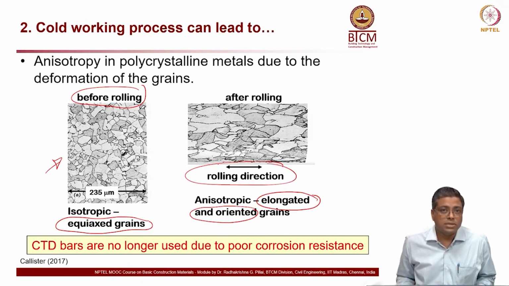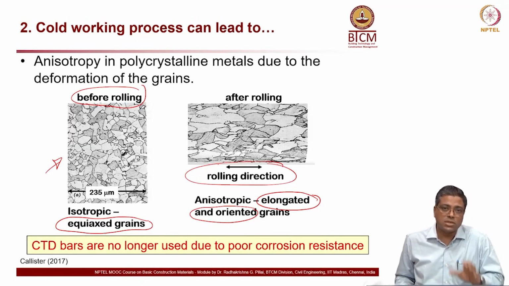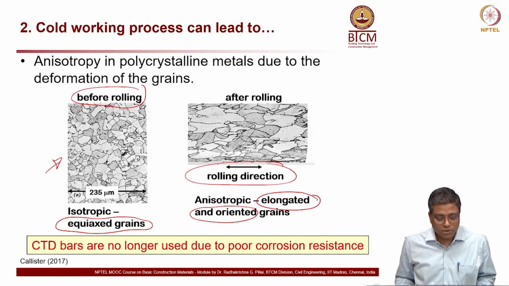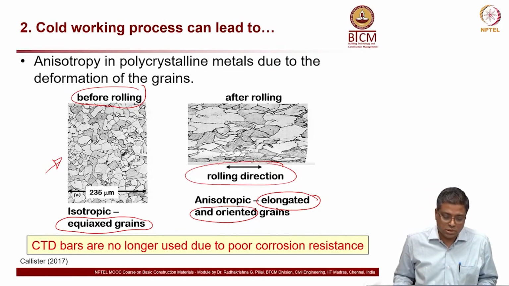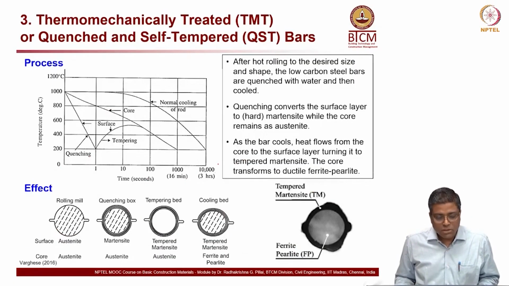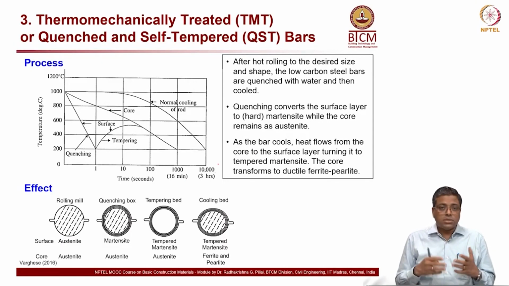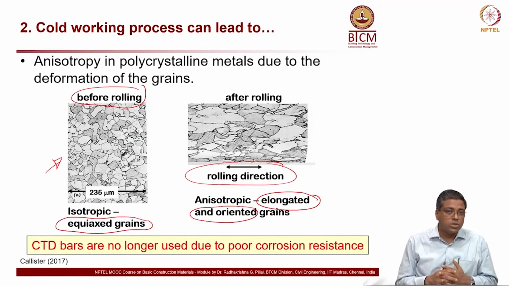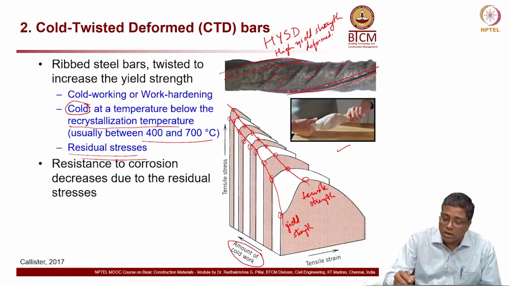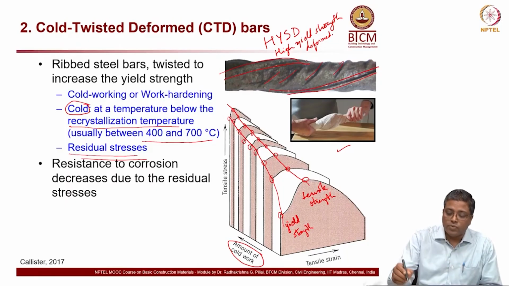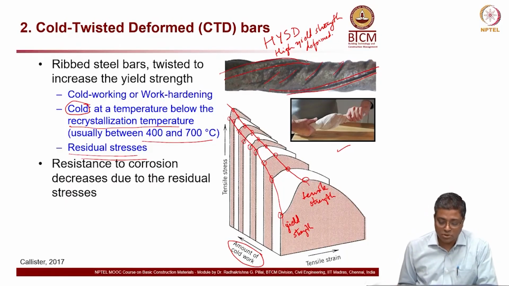Anyway, the point is that because of all this, there are residual stresses on the surface of the steel, and when there is stress at the surface, CTD bars tend to show very poor corrosion resistance. So now these bars are not really made in the market. It's now TMT steel which is being made. But if you go to structures which are some 20-30 years old, you will see these kinds of bars used. You can look for the shape of the ribs or seams on them.